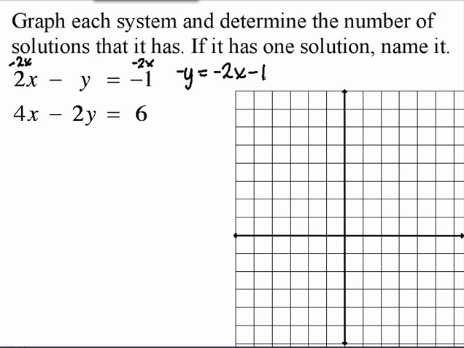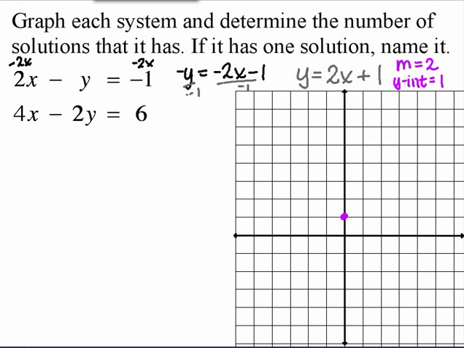Now what do you need to do? Divide by negative 1. So I end up getting y to equal what? 2x plus 1. Good. So now slope is what? 2. What's the y-intercept? 1. So let's go ahead and plot those.